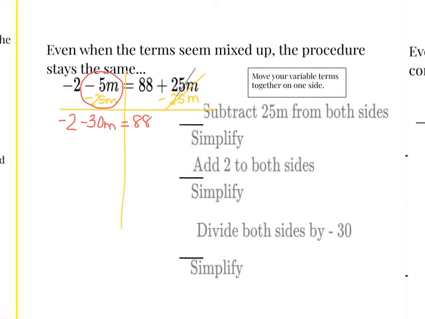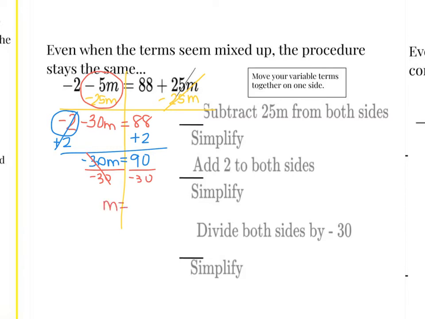Now I have my two-step equation. Looking at the side that has the variable, I need to cancel out that term not directly with the variable, so opposite would be to add 2 to both sides of the equation. Bring down what is still on the left side, which is the negative 30m, add here. Last step, divide both sides by negative 30 to cancel out that negative 30 that's getting multiplied with the m, and it will leave you with m equals negative 3.